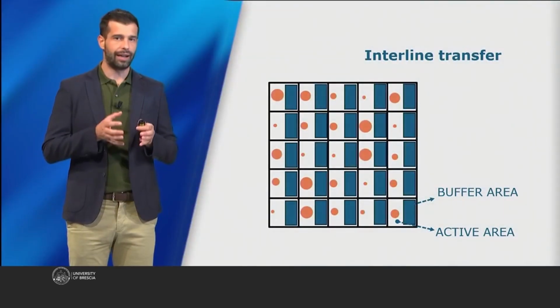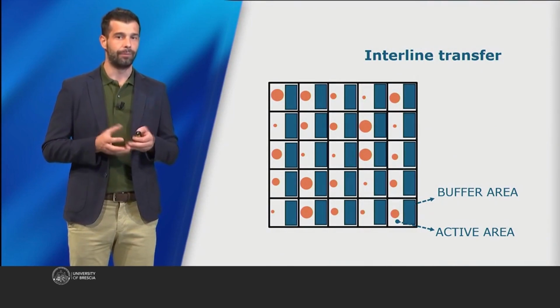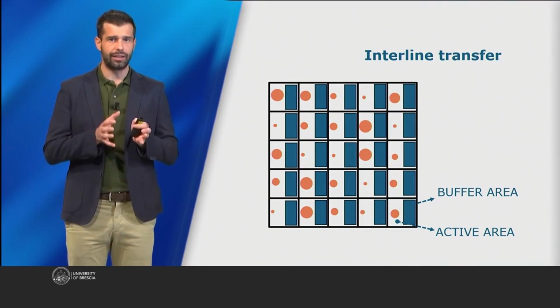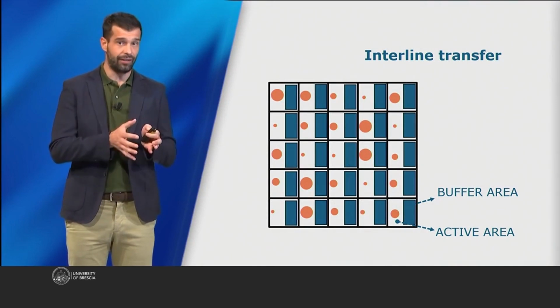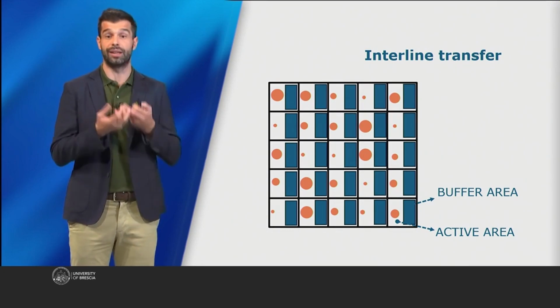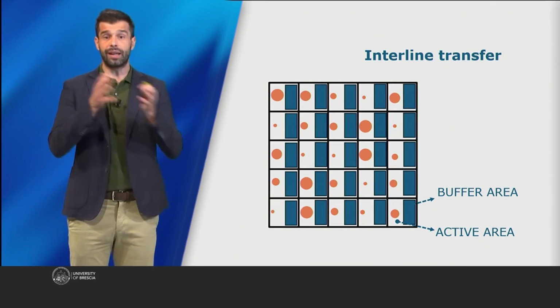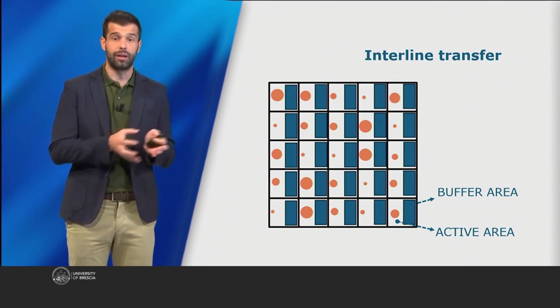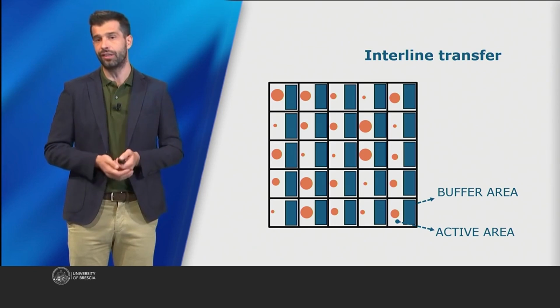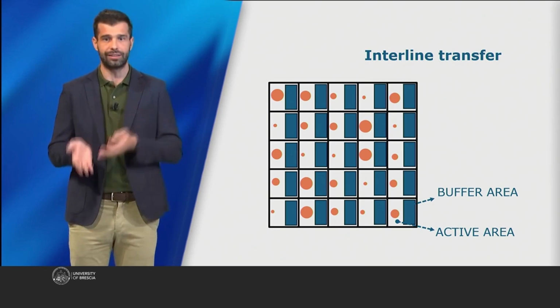But electronically, how does this conversion actually happen? In a first mode called interline transfer, the sensor is divided into two areas. An active area, where the actual conversion from light information to electrical information takes place, and another area called the buffer, where the charge is transferred to then be analyzed with the two processes we saw earlier, parallel and serial.